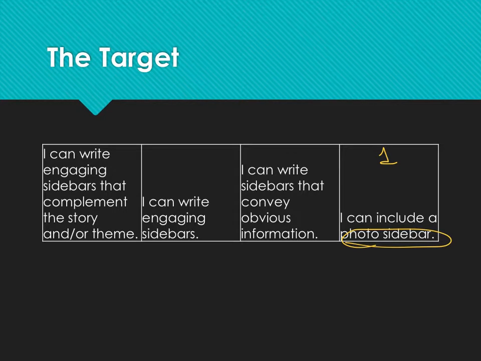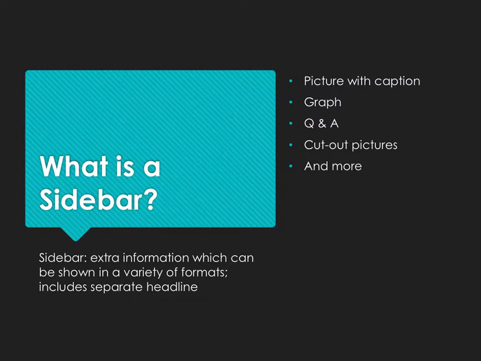At a 2 level, you have a sidebar that can convey obvious information. At a 3 level, you have an engaging sidebar. We'll talk about what that can look like. And at a 4 level, you can have an engaging sidebar that can complement the story and or theme that it is partnered with. So what is a sidebar?